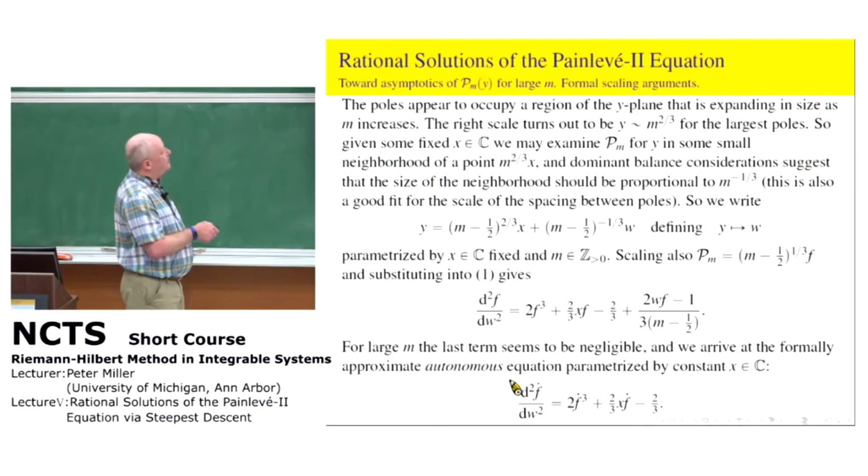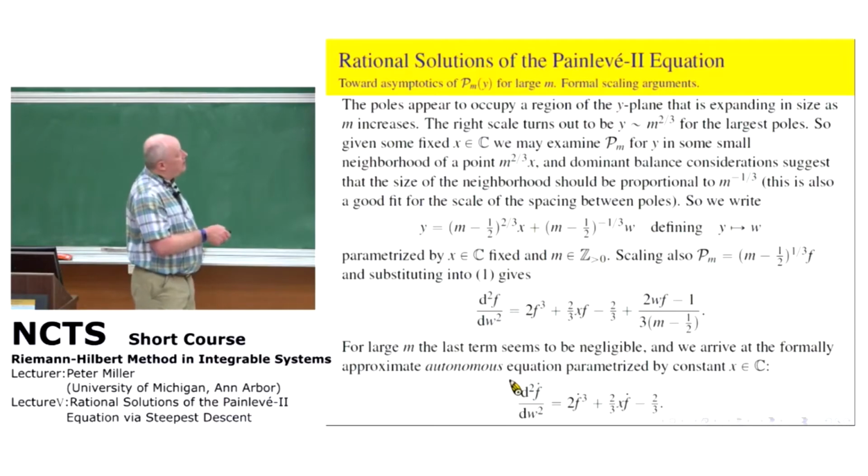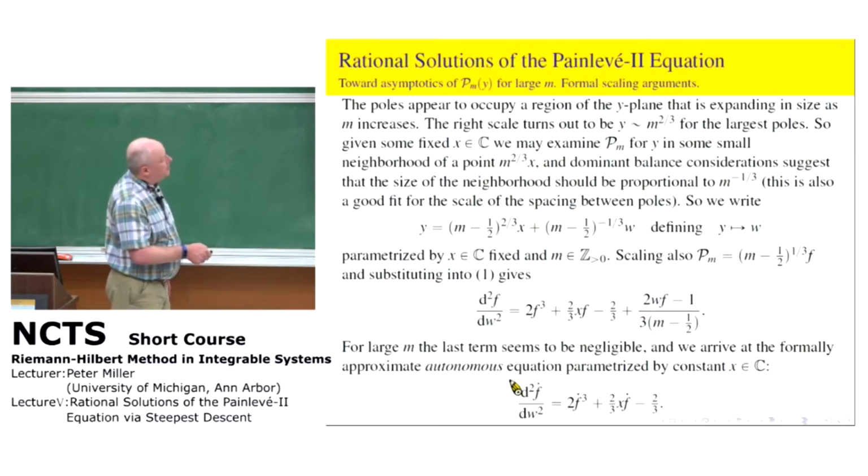we're going to write y as basically m to the 2/3 times x, I'll explain this half later on, plus m to the minus 1/3 times some other w, and this is defining a relationship between y and w that's just parametrized by this constant x that we were fixing. So you think of it as just making a change of the independent variable in the Pendulum equation between y and w. And so if you also scale the p function by basically m to the 1/3 and call this resulting object f, we can write what is the equation for f as a function of w. And it's just a straightforward substitution.